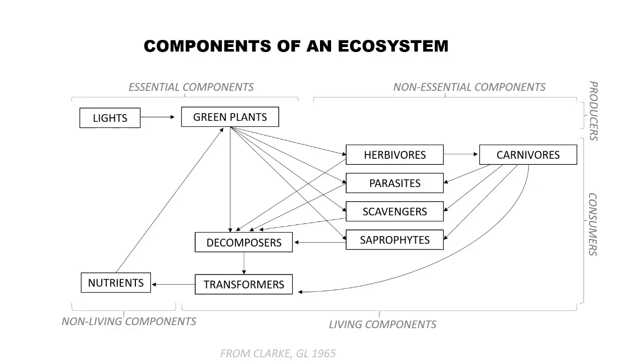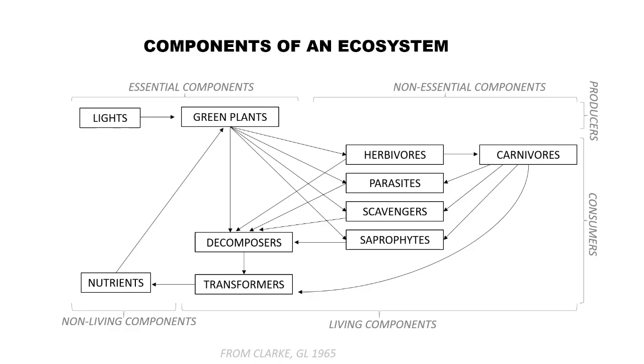It includes the flow of light, the presence of green plants, the cycling of nutrients, and the roles of organisms such as herbivores, carnivores, parasites, scavengers, decomposers, and saprophytes. Each group contributes to the functioning of the system. Decomposers break down dead material, transforming nutrients into forms that plants can use again. Herbivores transfer energy from plants to higher levels of the food chain. Carnivores keep herbivore populations in balance. What this really means is that ecosystems rely on these roles working together to maintain stability and continuity.